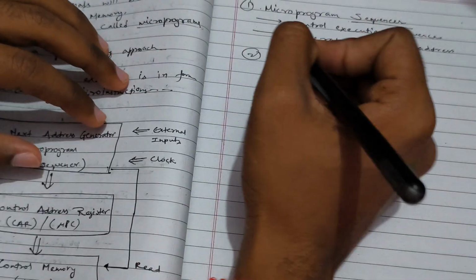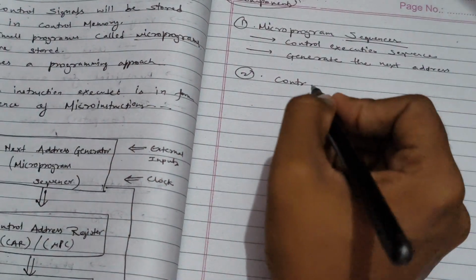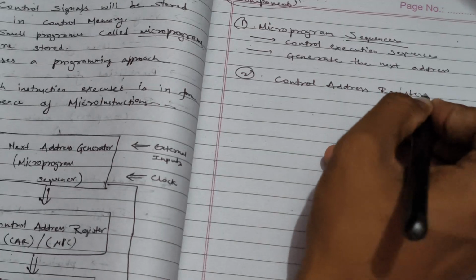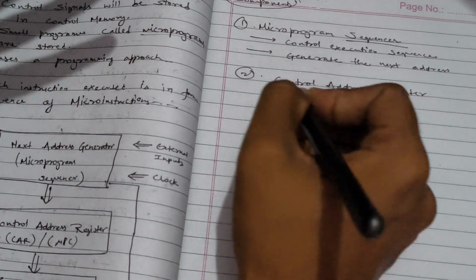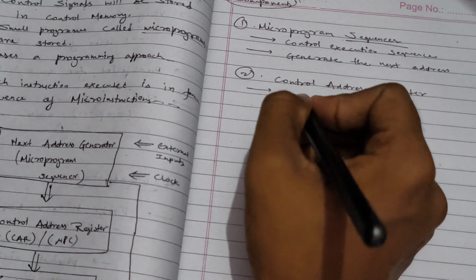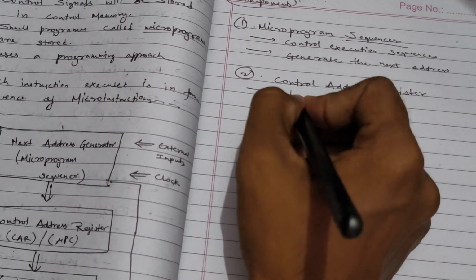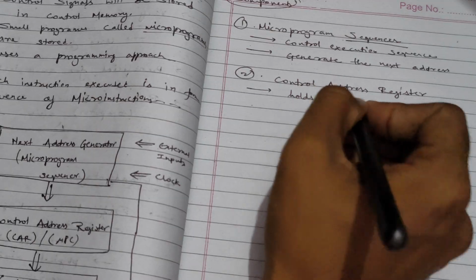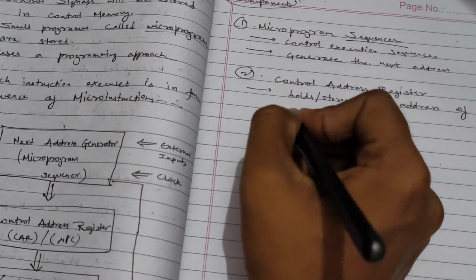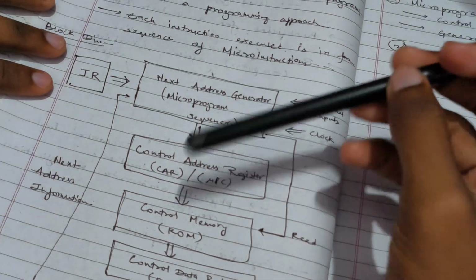Next, we have the control address register. The control address register is used to store the address of the next microinstruction which will be executed. So this holds the address of the next microinstruction. From here, as we have seen in the block diagram, we go to the control memory.